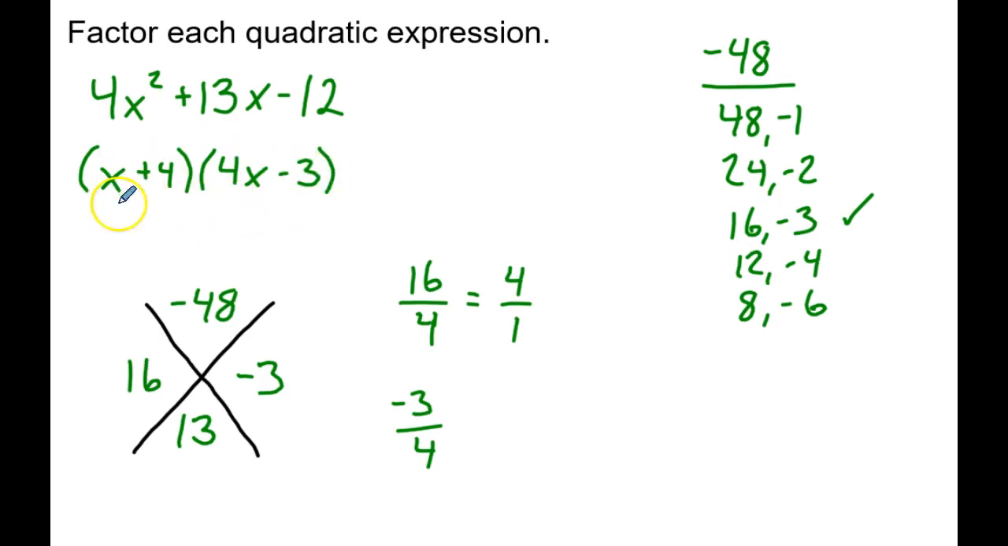So here's our factored form for the original quadratic that was in standard form. We could use the FOIL method to check and make sure that we did the process correctly.